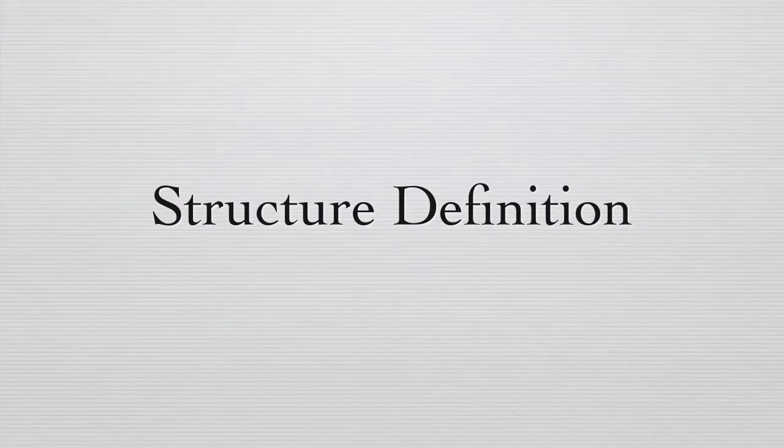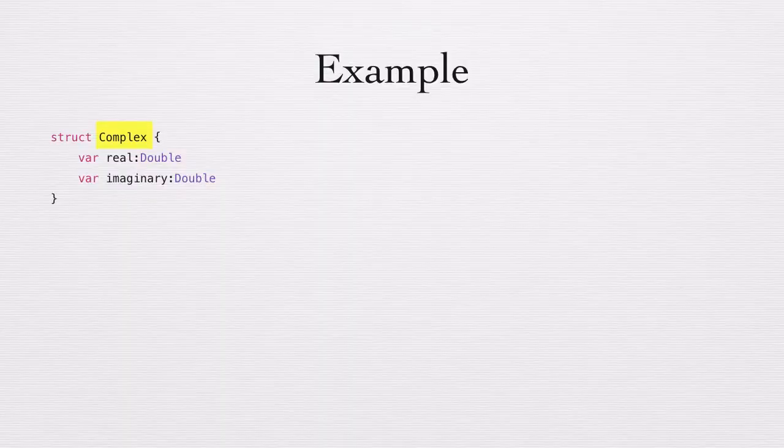Let us now jump to an example of a structure. This example declares a structure named complex. The structure itself is declared using the struct keyword. The complex structure defines two properties. Both properties have data type of double and are declared as variable properties. Thus, their values can be modified by your code. You may also declare constant properties with the keyword let.